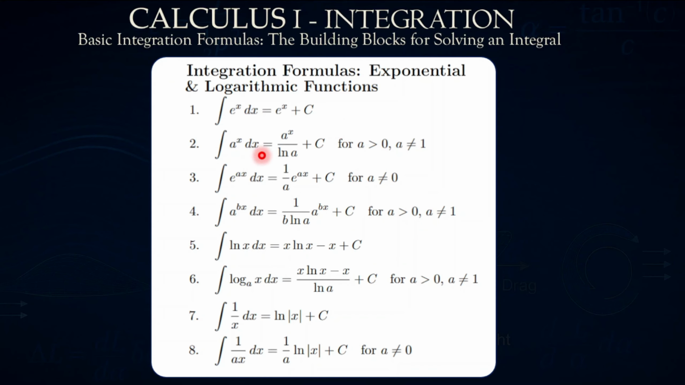So the integral of a to the power of x dx is equal to a to the power of x divided by ln a plus c. The integral of e to the power ax dx is equal to 1 over a times exponential ax plus c. The integral of a to the power of bx is equal to 1 divided by b ln a times a to the power of bx. The integral of ln x dx is equal to x ln x minus x plus c. The integral of log base a of x dx is equal to x ln x minus x, divided by ln a, plus c. 1 over x dx gives ln x plus c, etc. Okay, 1 over ax, of course a, since it is a constant, you take it outside and you have 1 over a ln x plus c.